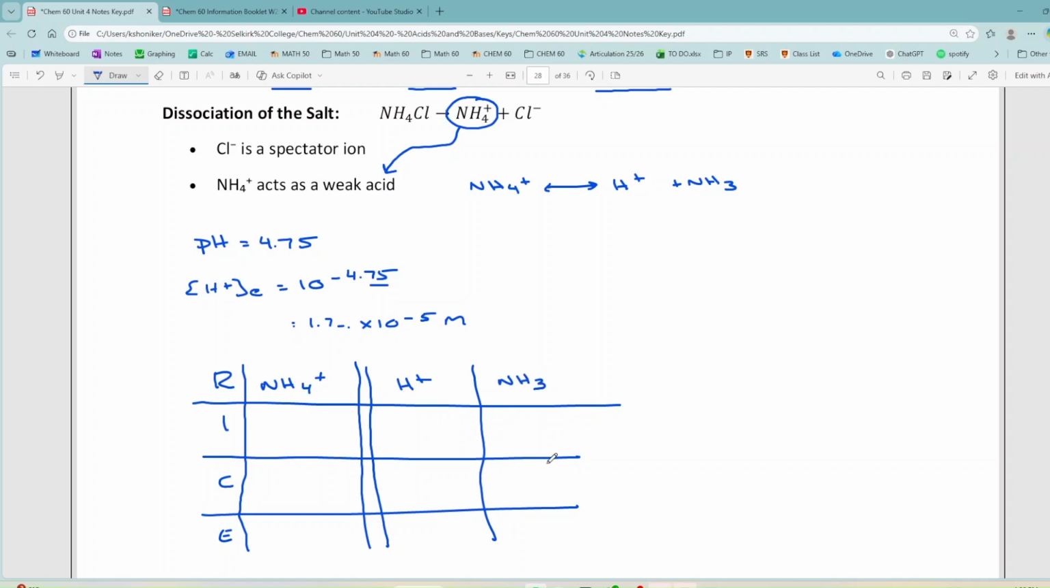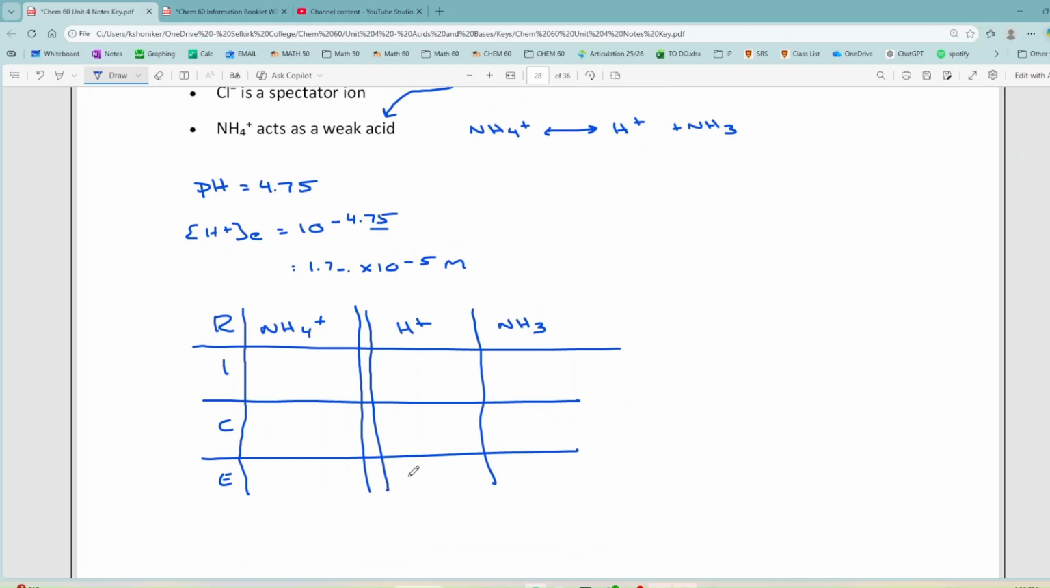Okay. So now we know that the hydrogen ion concentration at equilibrium is that 1.7 dot dot dot times 10 to the negative 5. And we know that we would have started with nothing and some concentration of ammonium initially. But the hydrogen went up by X, and so did the ammonia by the same ratio. So the concentration of ammonia will also be the 1.7 times 10 to the negative 5. Now, I think I used the wrong word. This is ammonia. This is ammonium.